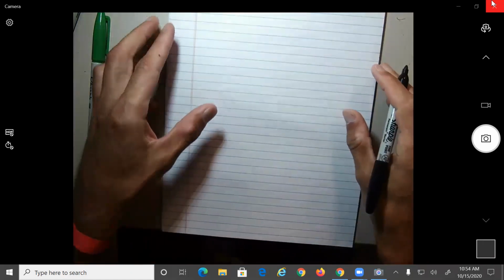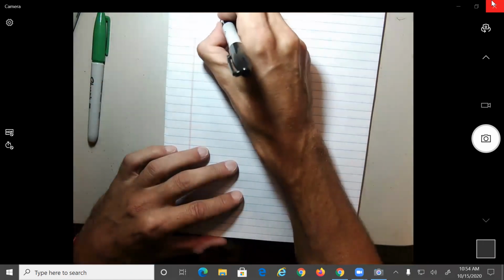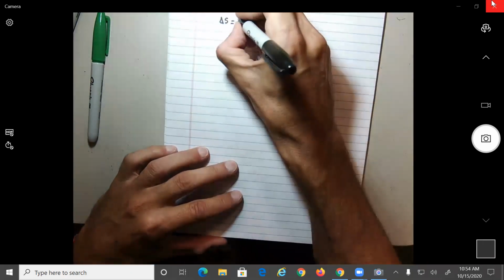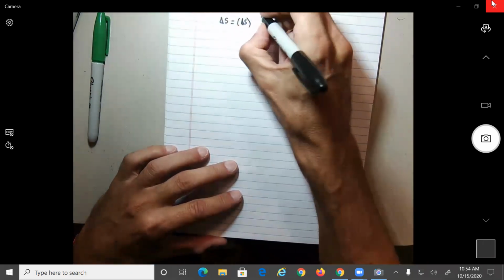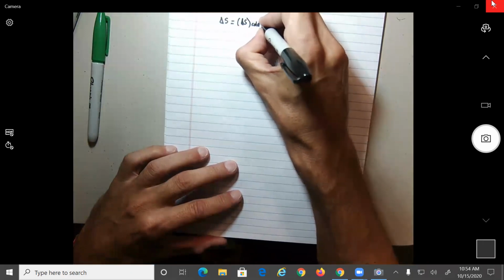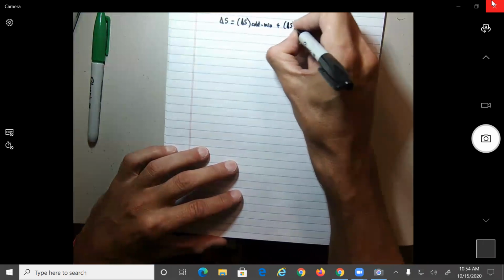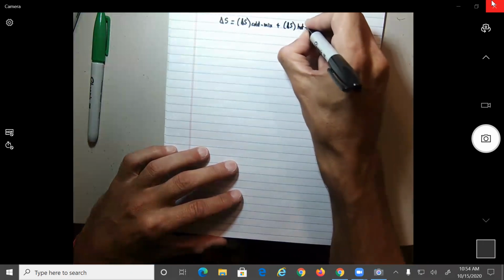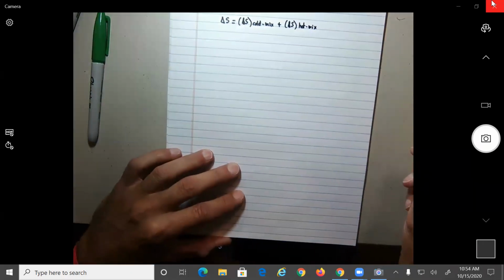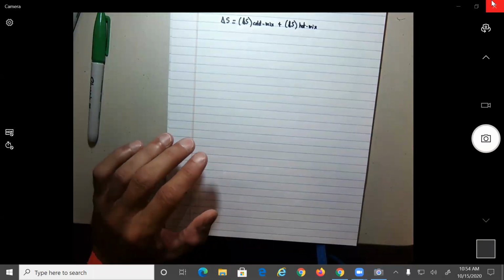we're going to do the same thing as before. The total change of entropy should be equal to what? To the change of entropy from cold to the mixer plus the change of entropy of hot to the mixer. Okay? So let me go back to the problem.